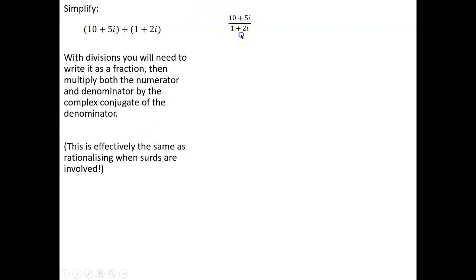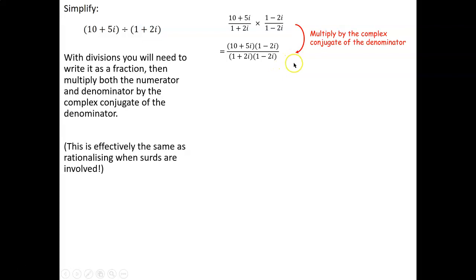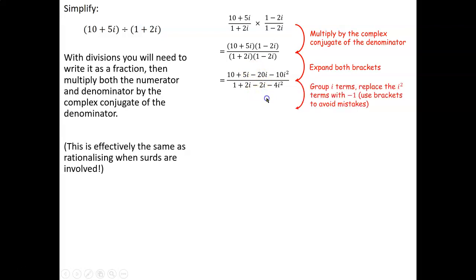I've rewritten it as a fraction, and I multiply by 1 minus 2i over 1 minus 2i. This is the complex conjugate of the denominator. I'm not changing the value of the fraction because I'm multiplying by 1. Write it out with brackets. Expand the brackets with their 4 terms. Collect the i's up and rewrite i squared as -1. And then simplify.